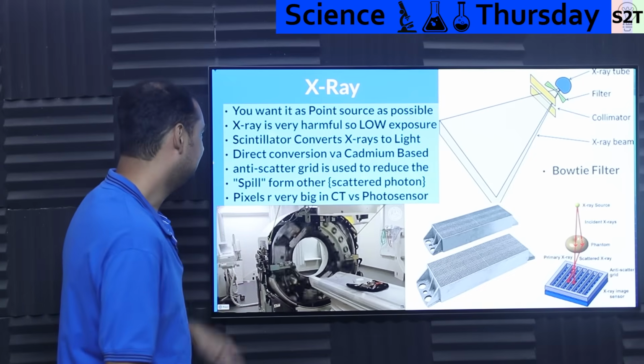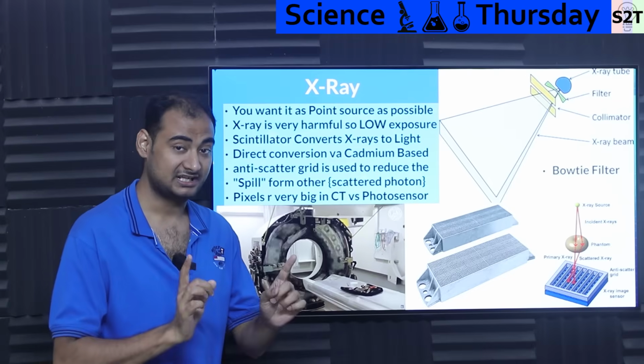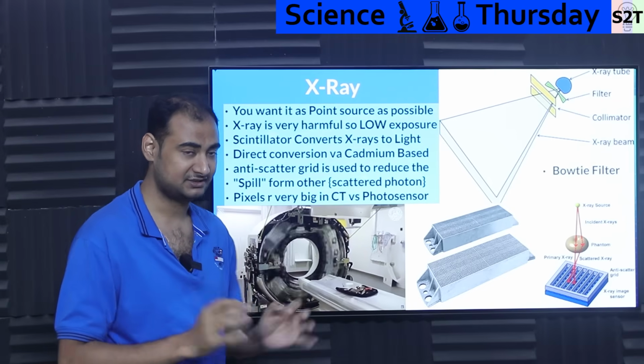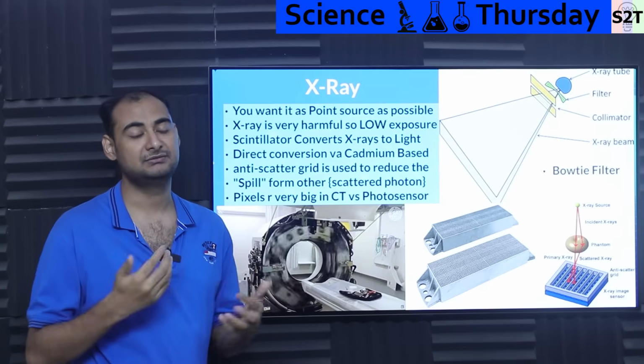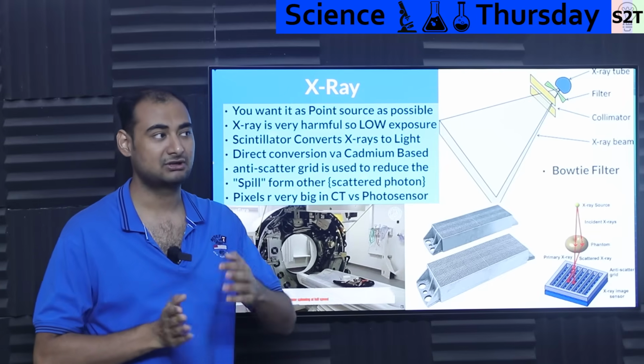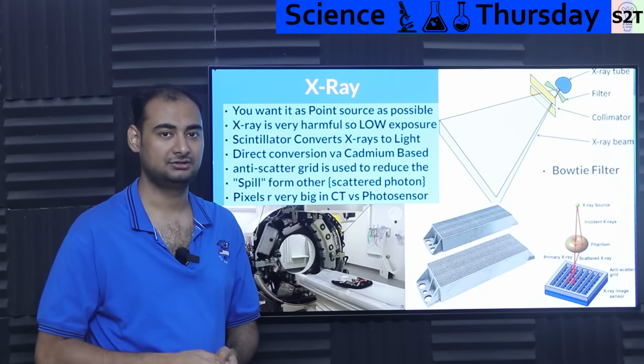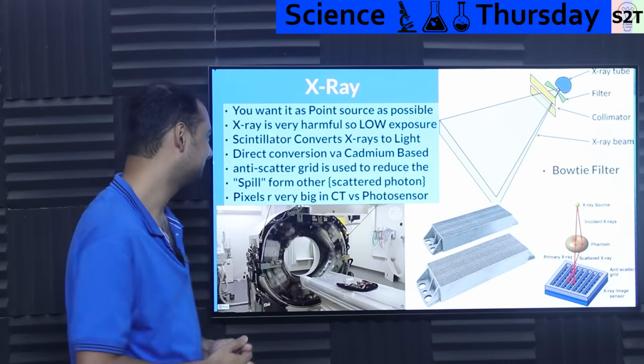So X-ray is very harmful. Low exposure, that's the key. You want to do it as fast as possible. And again, that's another reason why we want to have overlapping data. So you do not say, oh, we missed this data point. No. There is no missing the data point.